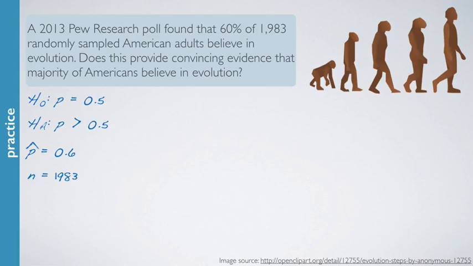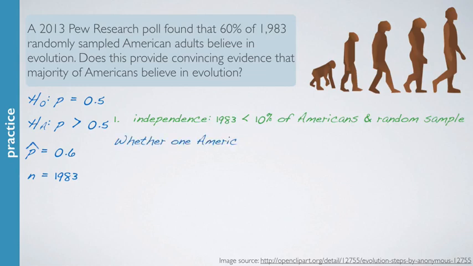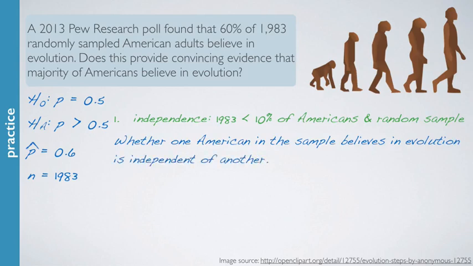Before we move on to actually doing inference, remember we must always check our conditions. The first condition, as usual, is about independence. 1983 is definitely less than 10% of all Americans, and we have a random sample, and therefore we can assume that whether one American in the sample believes in evolution is independent of another.